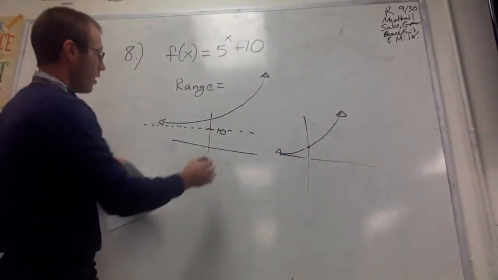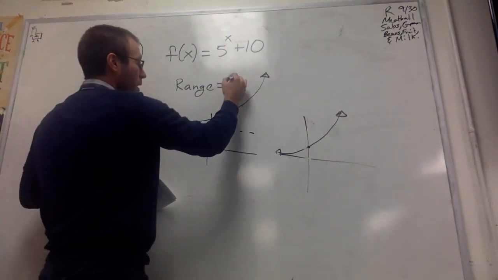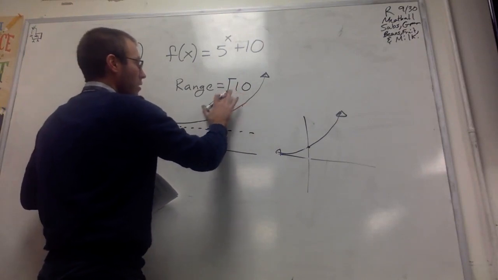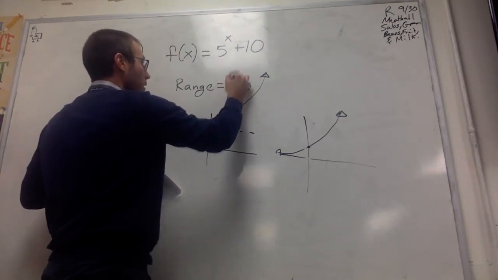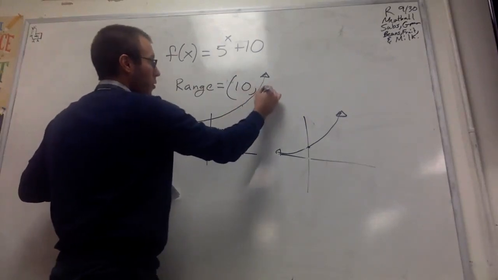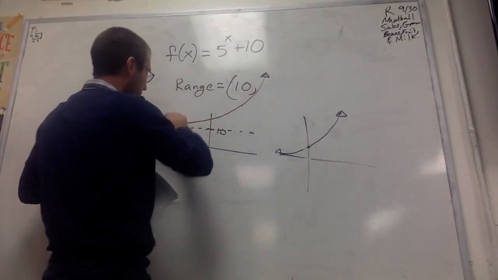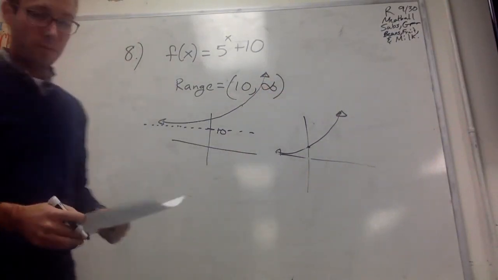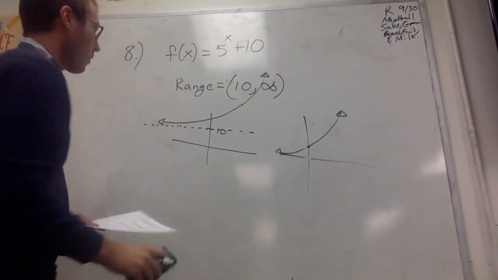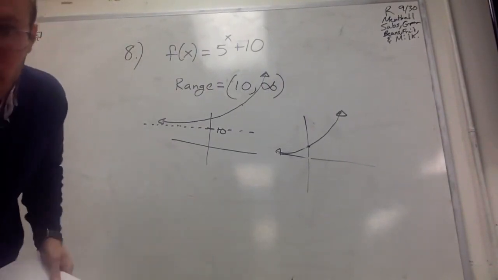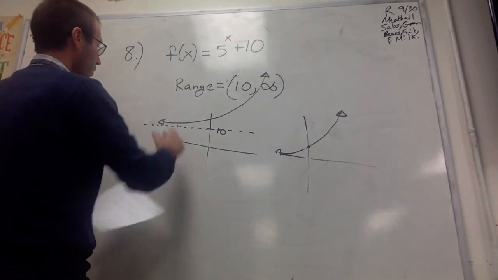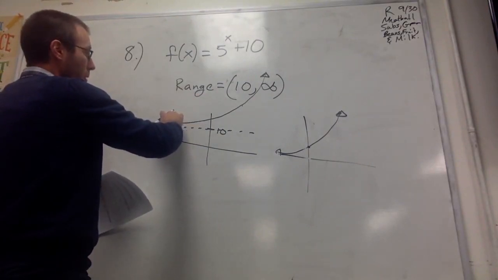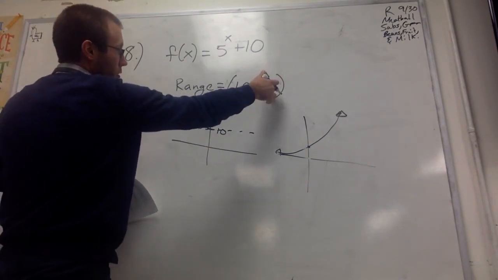So my range here is from 10. It doesn't include 10, so it's open at 10, and then it goes from 10 all the way up to infinity. That's my range for that one. The domain here is what x can be. Range was all the values that y could be. Y could be a value a little bit above 10 all the way up to, but not including, infinity.